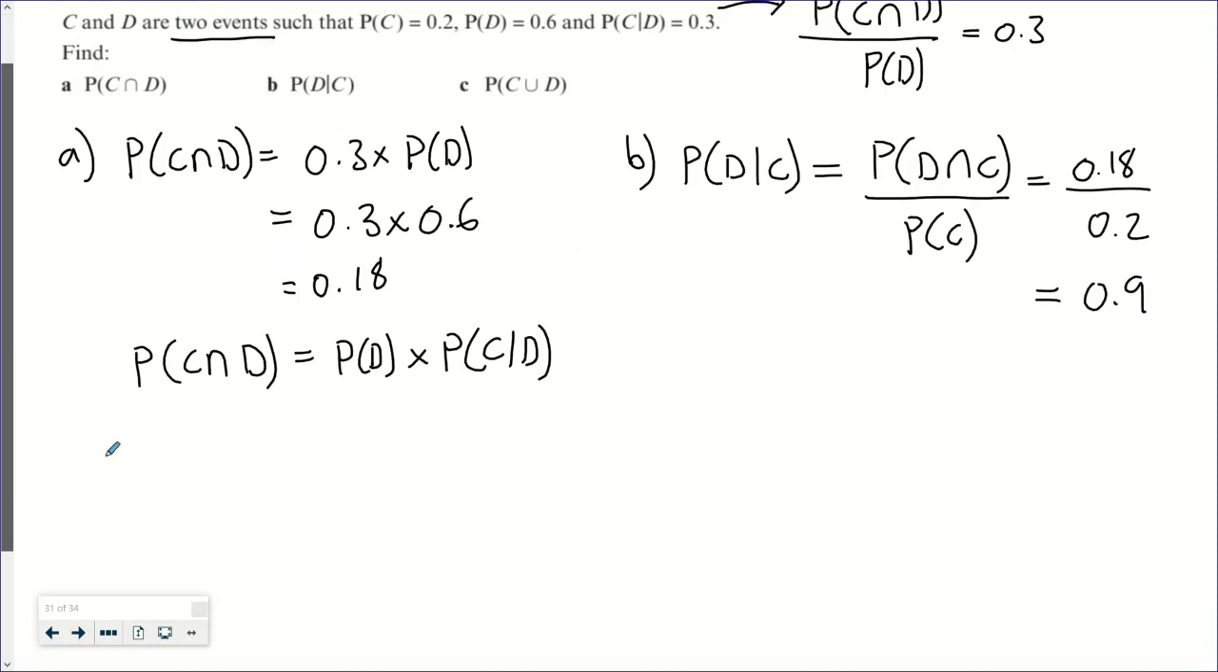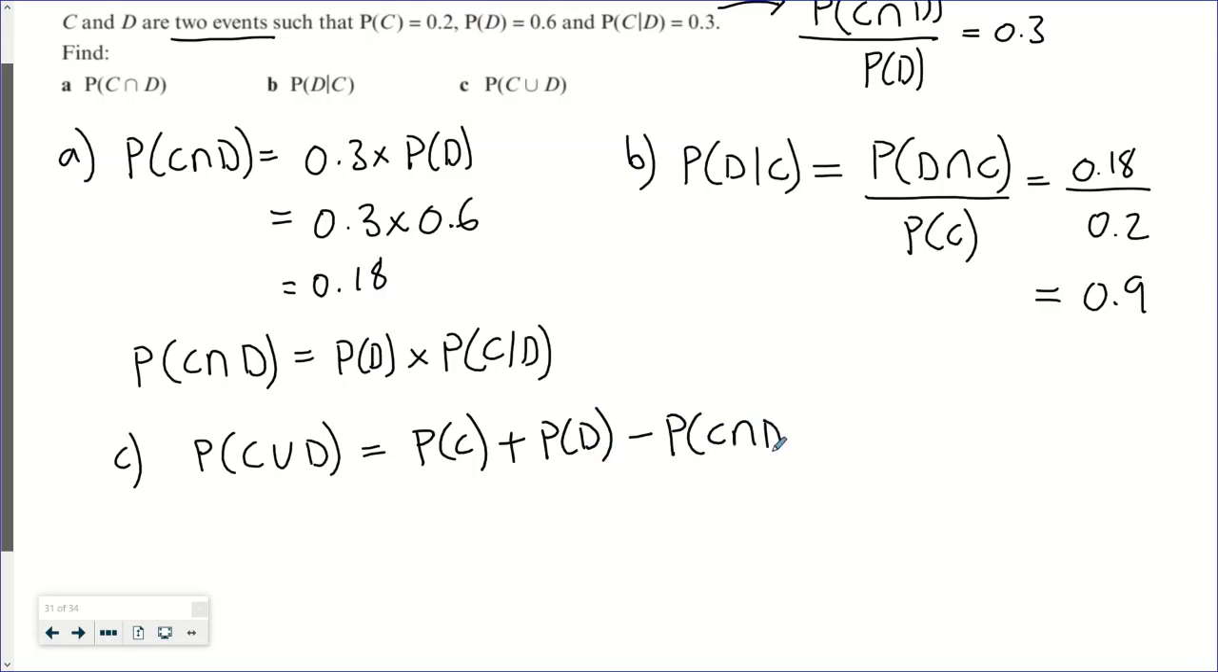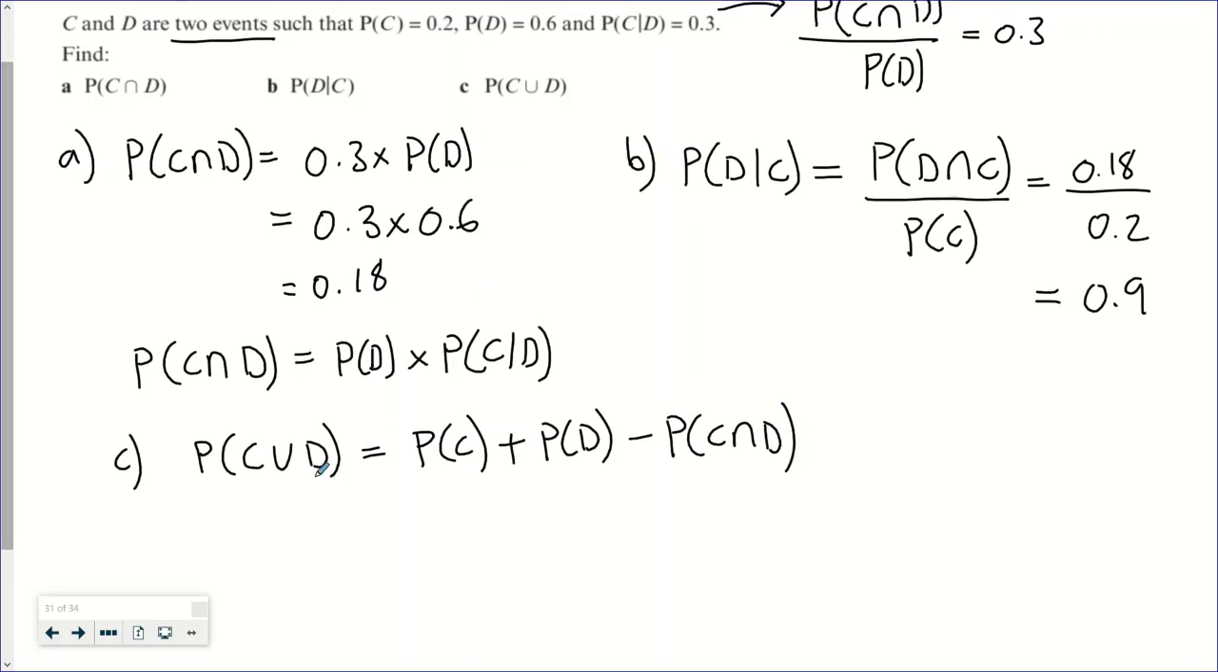In the last part, part C, we're asked to find the probability of C happening or D happening, so the union of those two events. We're going to use the formula that tells us how to calculate a union. You should know this formula from the previous example. It's the probability of C plus the probability of D, but minus the probability of C and D. And that's a useful formula to remember. So we can just substitute in what we know. The probability of C is 0.2. The probability of D is 0.6. And we need to subtract the probability of C and D, which we found in part A, which is 0.18. If we work out what that is, we get the answer 0.62.